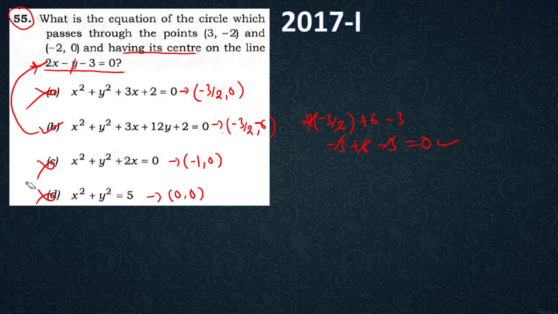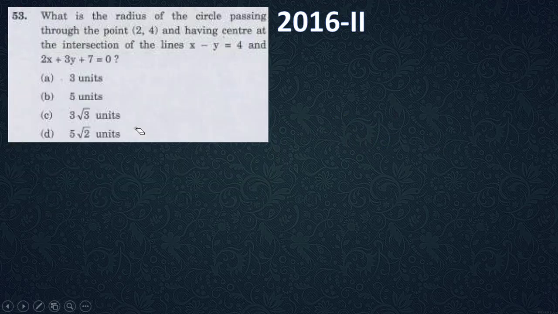Okay, you can go in any way. Either you substitute 3, minus 2 or minus 2, 0 in these equations. That will take some time. So that's why I have taken directly this center and I have used the power of substitution method. That's it. Okay, let's see the next one.